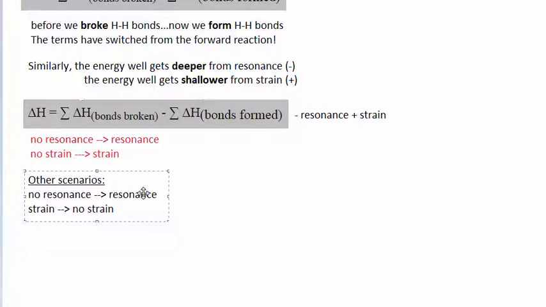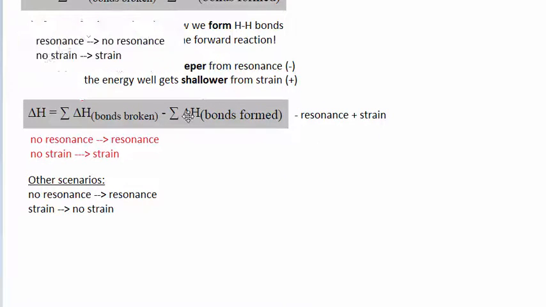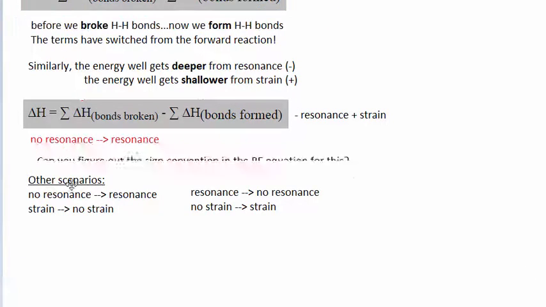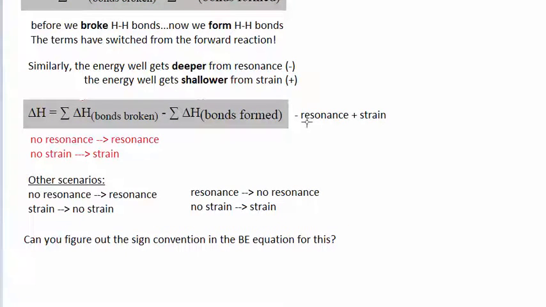What if your reactants don't have resonance, and then you get resonance, but your reactants have strain, and they're going to a product with no strain? Similarly, look at the other possibility here, where you're going from resonance to no resonance, and then no strain to strain. As an exercise to do on your own, figure out how the positive and negative sign in this bond enthalpy equation would change under these two scenarios.